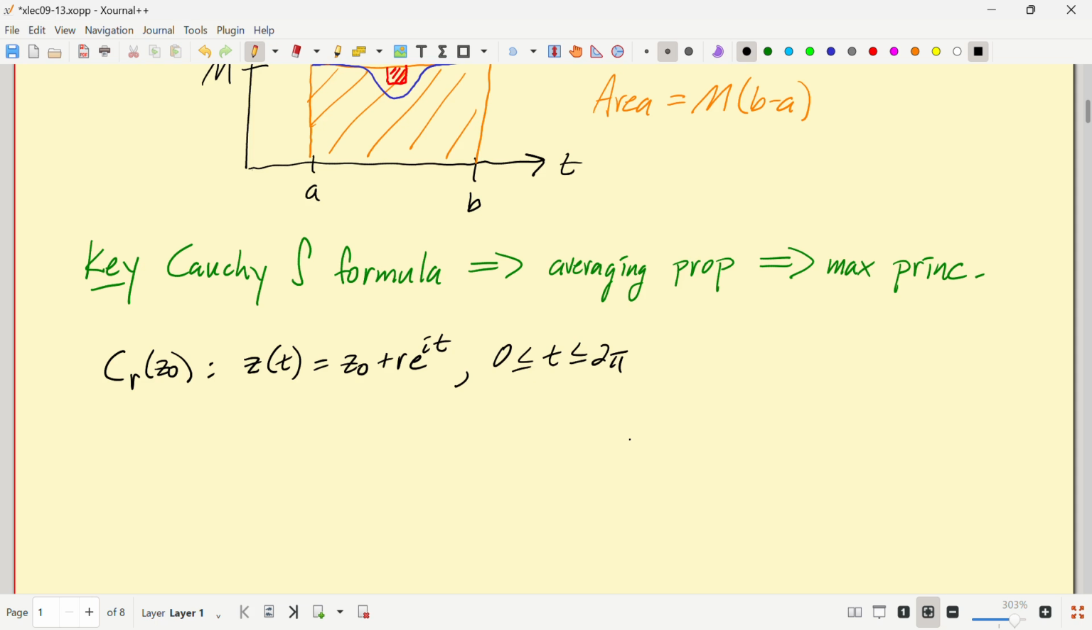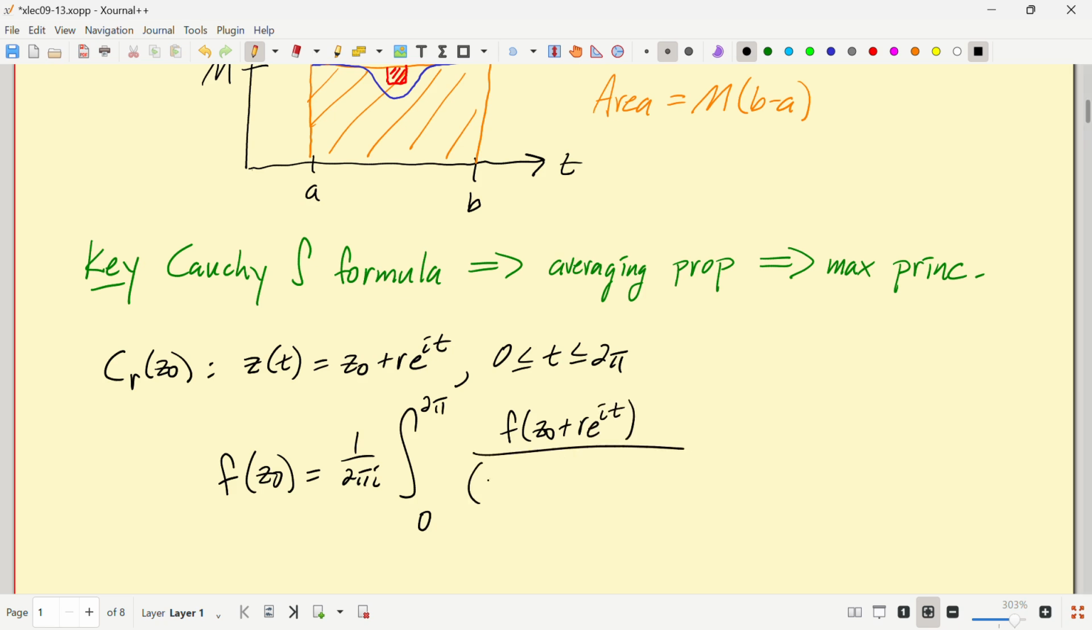And then if I have f analytic and do the Cauchy integral formula, I would have f at the center equal to 1 over 2 pi i times the integral from 0 to 2 pi. Here I would have f of z naught plus r e to the it, and in the bottom, I'd have z naught plus r e to the it minus the point z naught. So that z naught's going to cancel. And the z prime of t would be 0 plus i r e to the it.